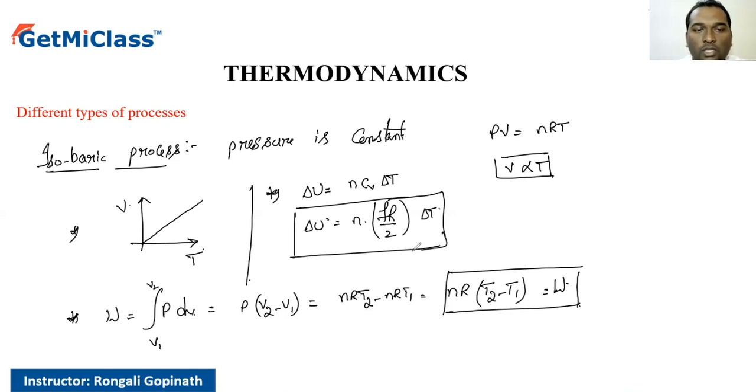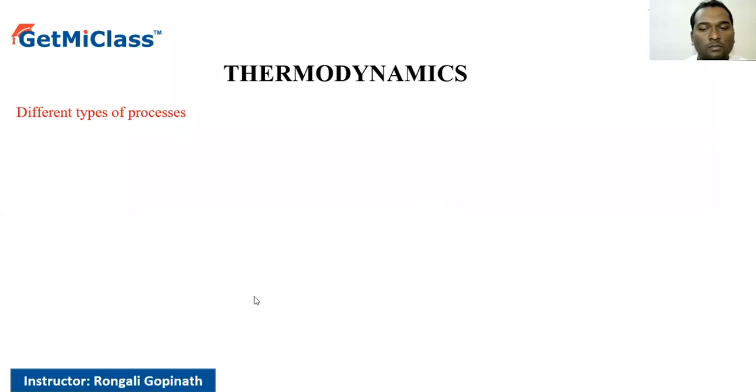So regarding isobaric process, the important things that we have to remember is the graph between V and T. This is very important. And then work done, that is integral PdV, which can also be written as nR times (T2 minus T1), and delta U is nCV delta T, or n into fR by 2 into delta T. These are the important things that we have to learn in isobaric process. The next one is an isochoric process.